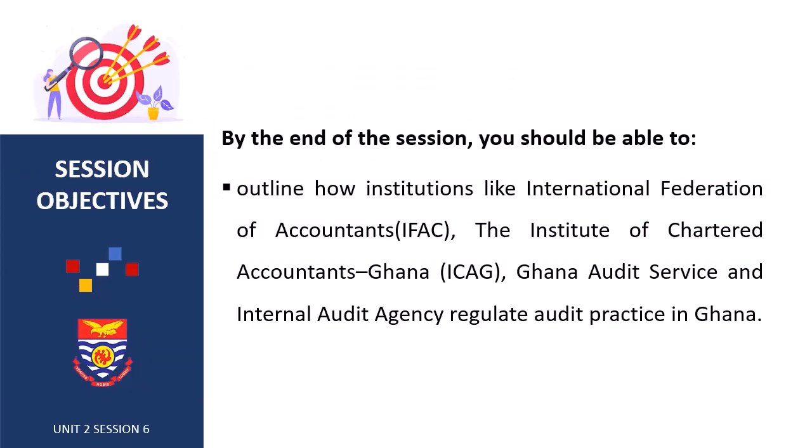At the end of the session, you should be able to outline institutions like the International Federation of Accountants, the Institute of Chartered Accountants Ghana, Ghana Audit Service, and the Internal Audit Agency, and how they regulate the audit practice in Ghana. So this is the objective that must be achieved at the end of the session.